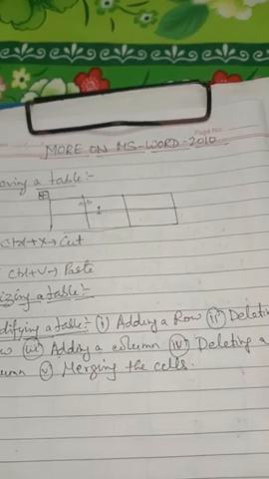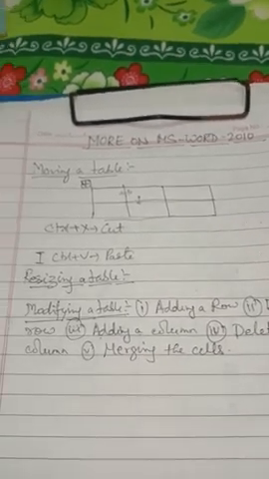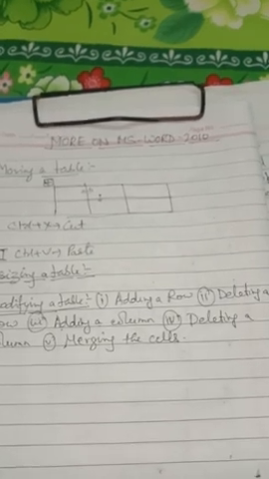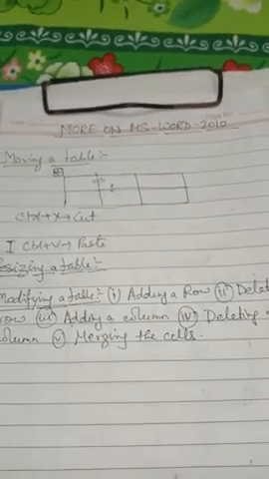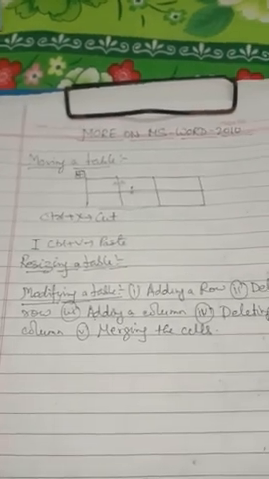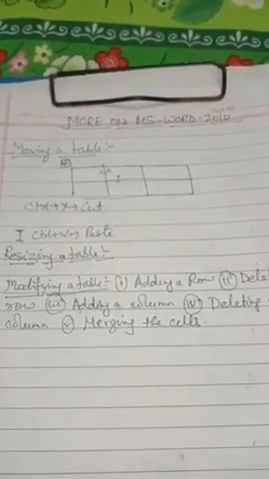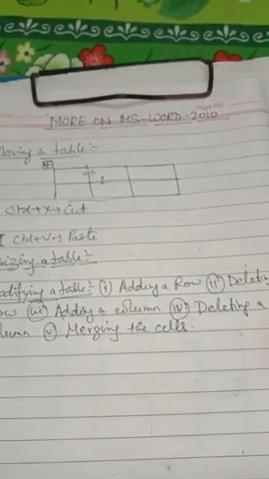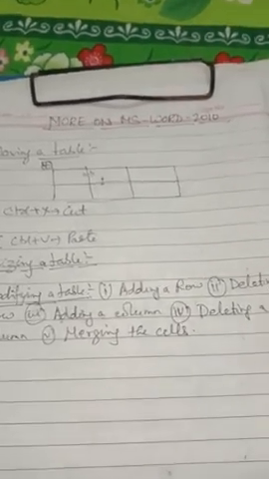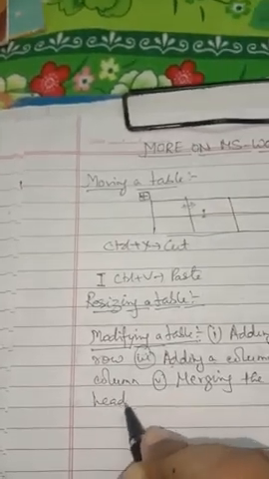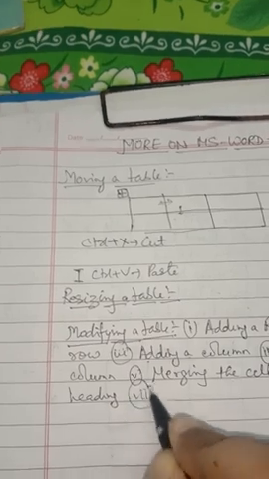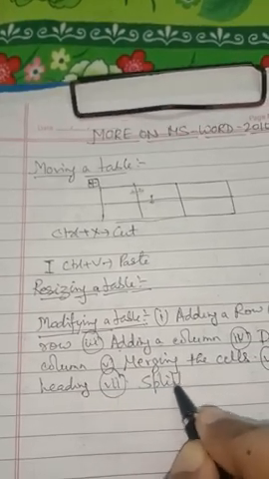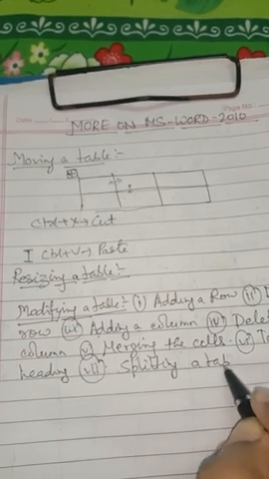So likewise, there are different methods of modifying the table. So we have noted down the 5 points: we can add a row, we can delete a row, we can add a column, we can delete a column, we can merge the cells. We can also create the table heading over here, like 6, table heading, or we can split the cells, and number 7, splitting a table. So these are the different ways of modifying a table.